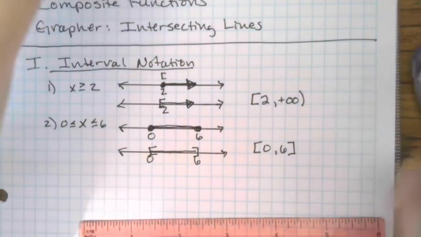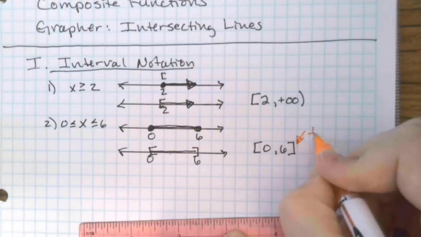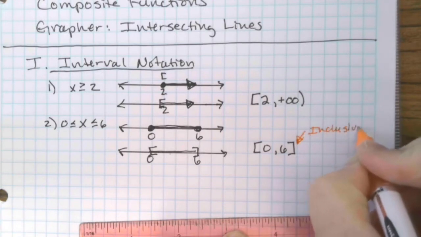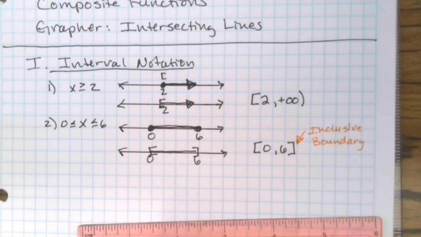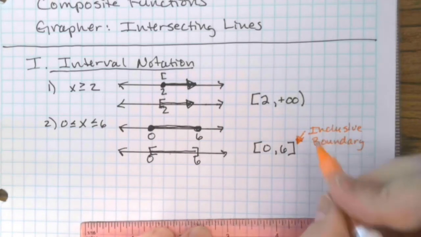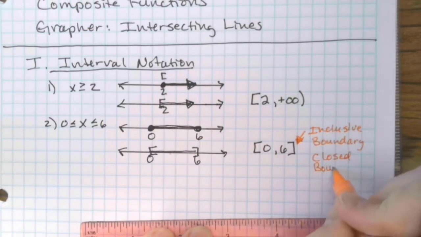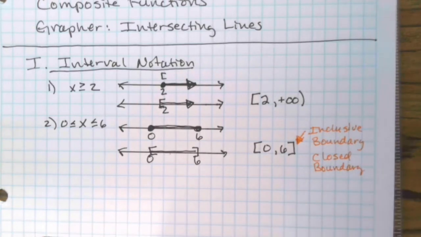So that's another term you need to know. Bracket means inclusive boundary. In other words, the 6 is part of the solution set. That's an inclusive boundary. It's also sometimes called a closed boundary. So inclusive boundary or closed boundary.